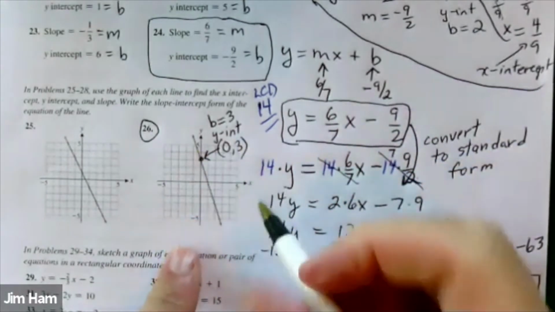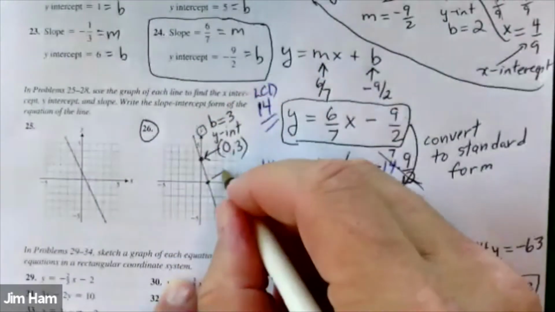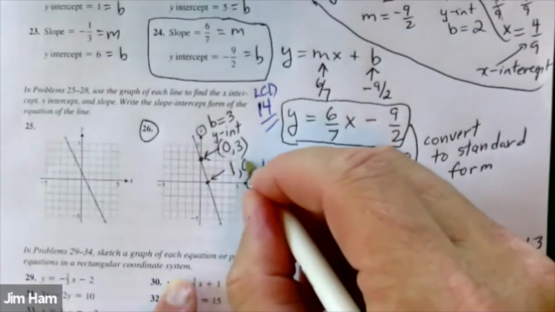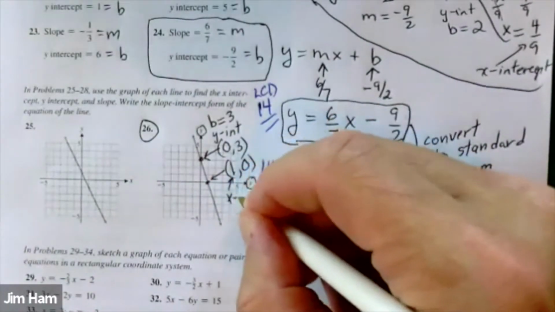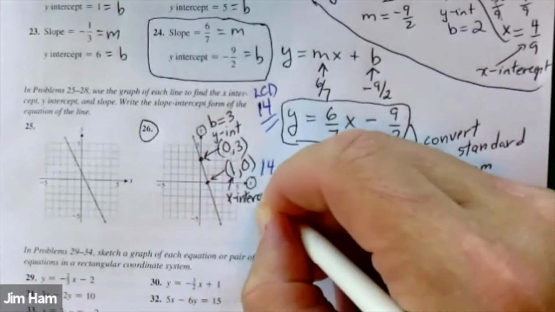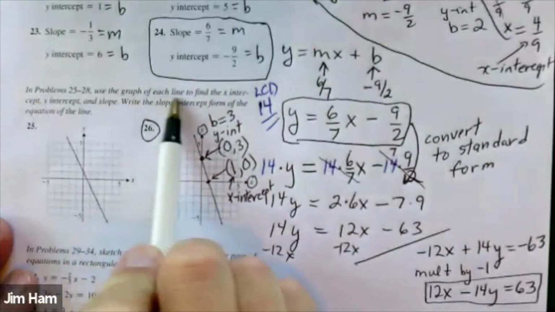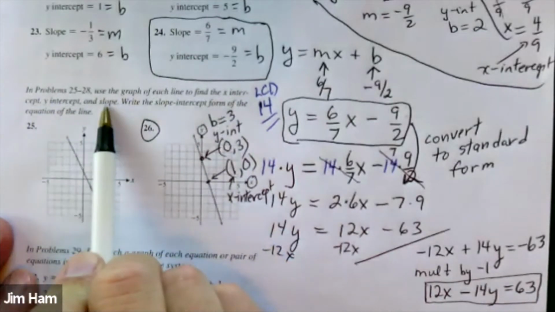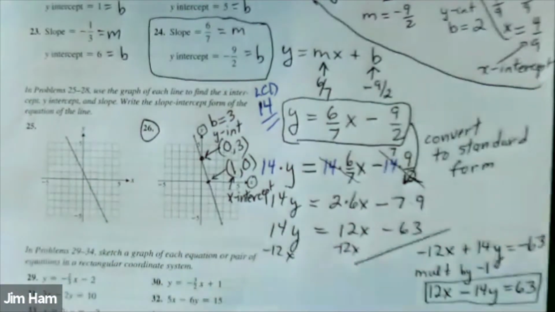Similarly, where the line crosses the x-axis, that point right there is the point 1, 0. Where the line crosses the x-axis, that's known as the x-intercept. And sometimes instead of writing the x-intercept as a point, like 1, 0, we just use the x-coordinate. And we say the x-intercept is 1. They ask you to find the x-intercept, the y-intercept, and the slope, and then write the slope-intercept form of the equation of the line. So the last thing we need is the slope.